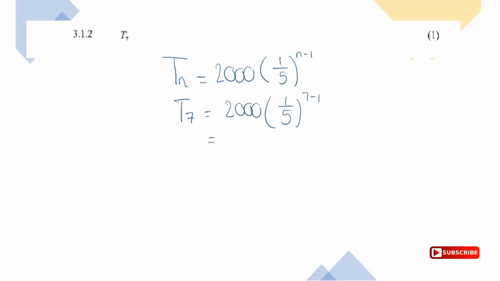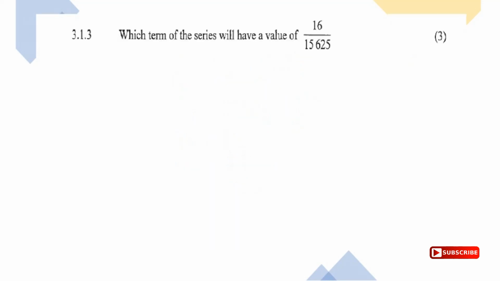So we found that term 7 is equal to 16 over 128. Okay, but we're going to focus on this one. So our term 7 is equal to 16 over 128.